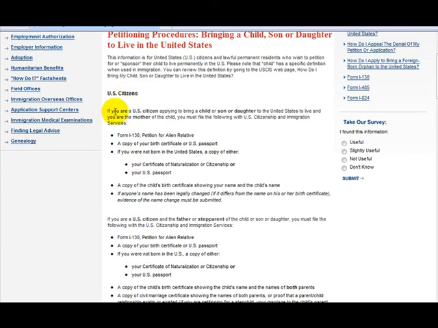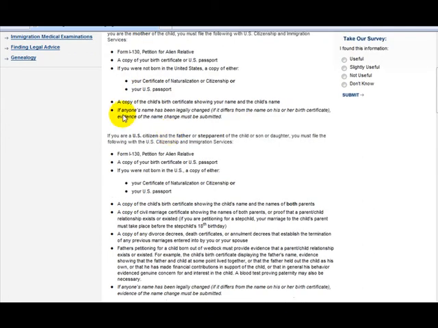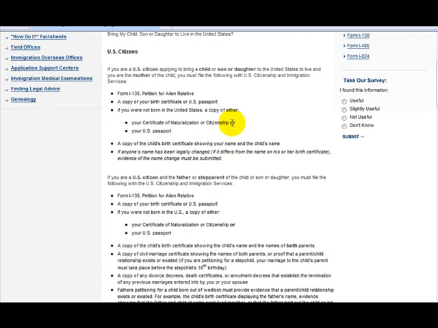Okay. U.S. citizens. If you are a U.S. citizen applying to bring a child or son or daughter to the United States to live, and you are the mother of the child, you must file the following with the U.S. Citizenship and Immigration Services. Form I-130. Copy of your birth certificate or U.S. passport. If you were not born in the United States, a copy of either your certificate of naturalization or citizenship or your U.S. passport. A copy of the child's birth certificate showing your name and the child's name. If anyone's name has been legally changed, if it differs from the name on his or her birth certificate, evidence of the name change must be submitted. So that is the I-130 information that you need right there.